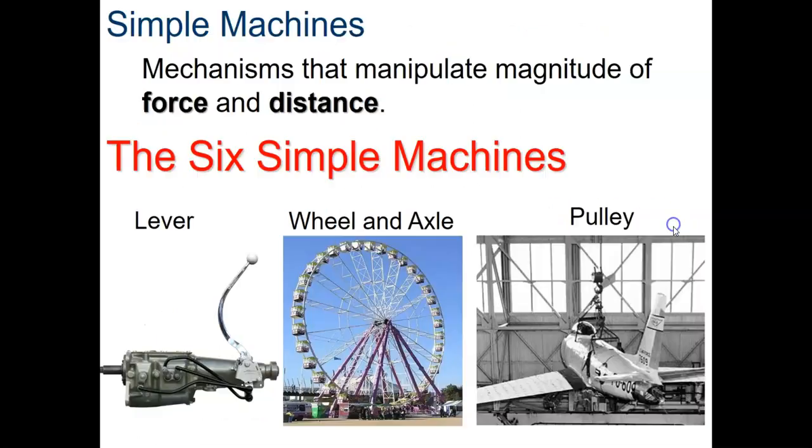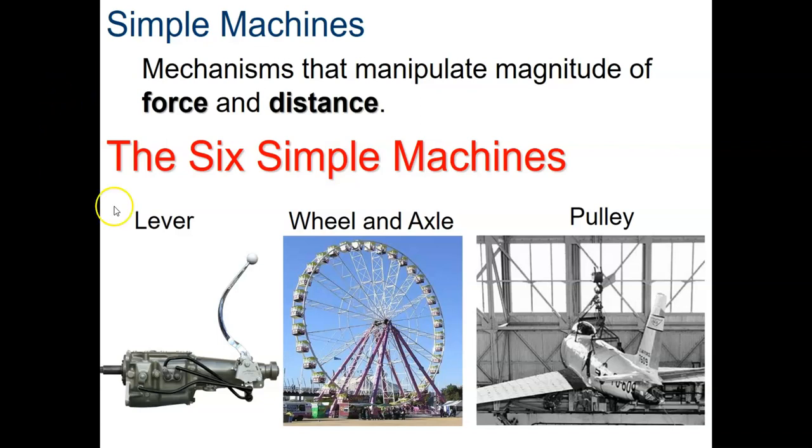So you probably know a lot of simple machines right off the bat. The way that we kind of define these simple machines is as easy little mechanisms that are going to mess with the force and distance required to move something. And we've simplified it into 6 little categories.